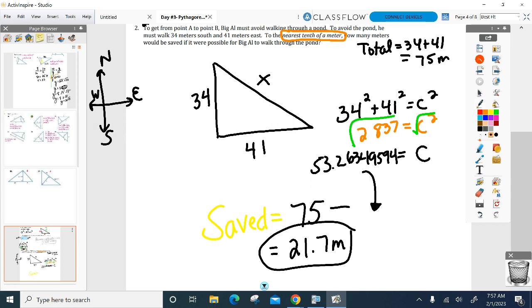He walked 75. Could have walked 53. So we're going to say 21. Walk on water? It's only 20 meters. It's not that much. All right. You don't want to get your shoes wet. Maybe drown. That would be devastating. Any questions there? All right.